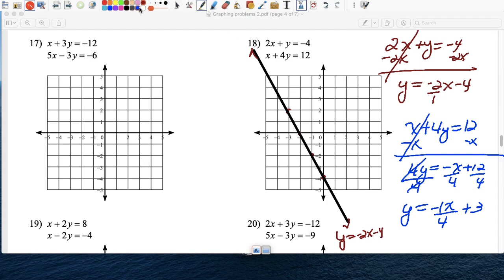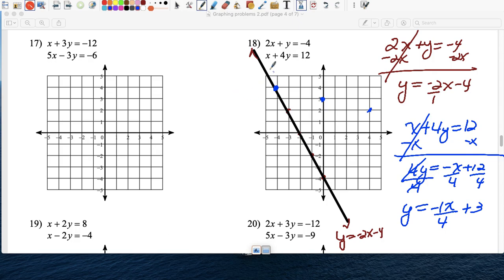The blue one, the y-intercept is 3, and the slope is negative again. So the change in y is 1, and the change in x is 4. So 1 down, 4 to the right. That would be 1 point. Let's go the other way: 1 up and 4 to the left. 1, 2, 3, 4. Here's your point of intersection.